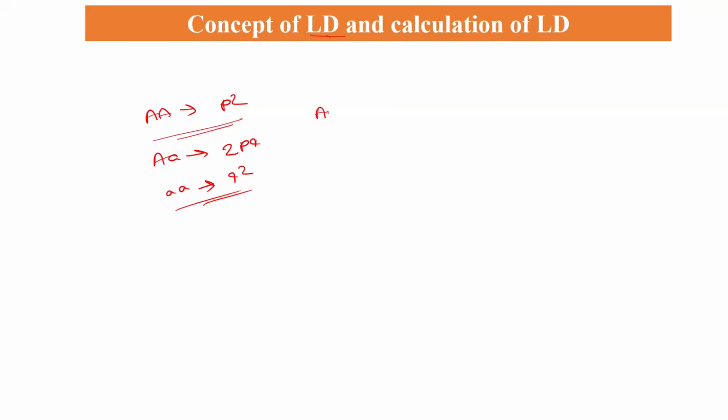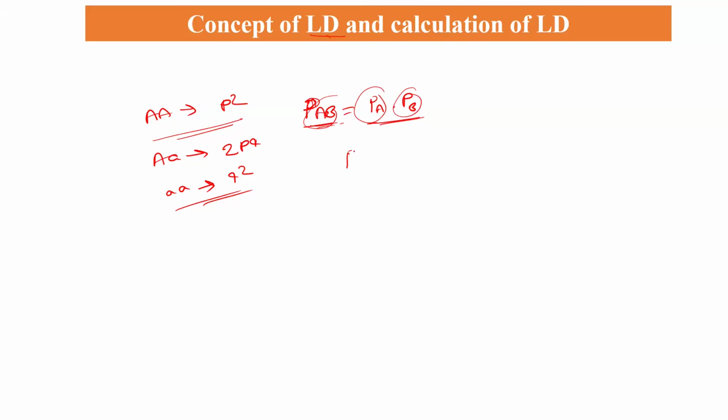But what about disequilibrium? If equilibrium is present, the frequency of the AB gamete genotype will be equal to the frequency of A times the frequency of B. Sorry, this is the frequency of A and B.